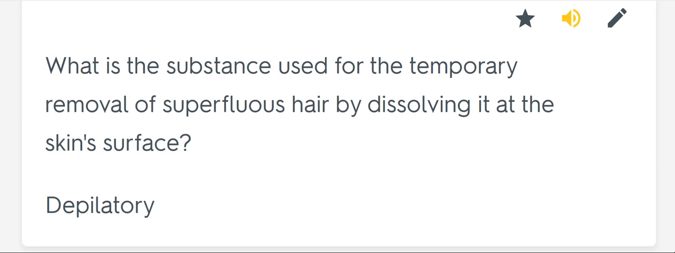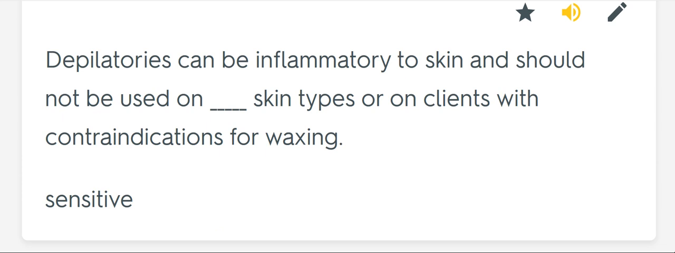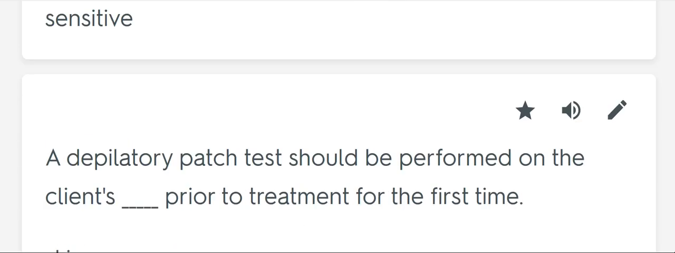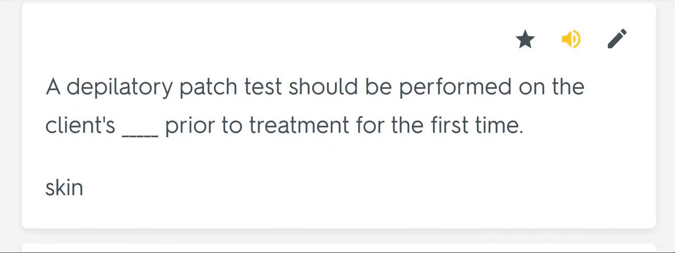What is the substance used for the temporary removal of superfluous hair by dissolving it at the skin's surface? Depilatory. Depilatories can be inflammatory to skin and should not be used on sensitive skin types or on clients with contraindications for waxing. Sensitive. A depilatory patch test should be performed on the client's skin prior to treatment for the first time. Skin.